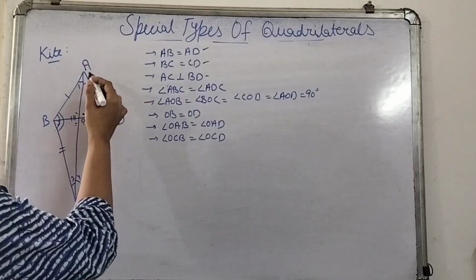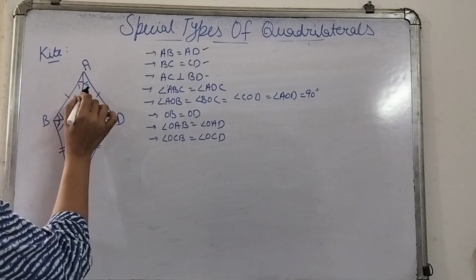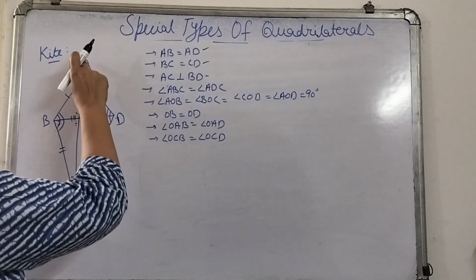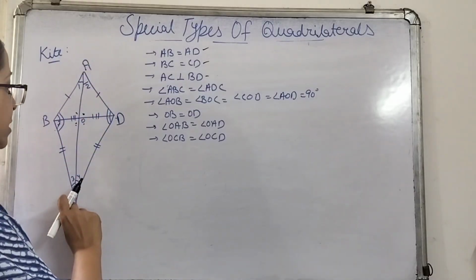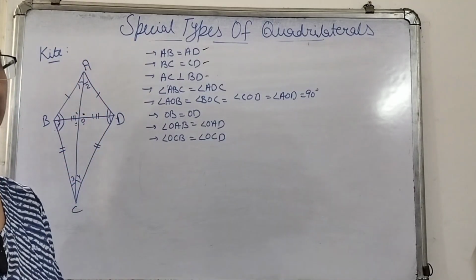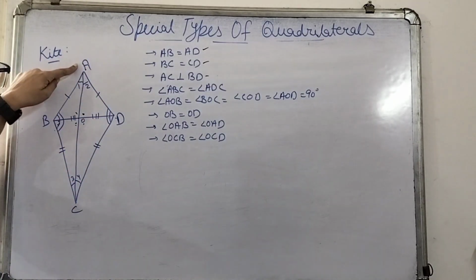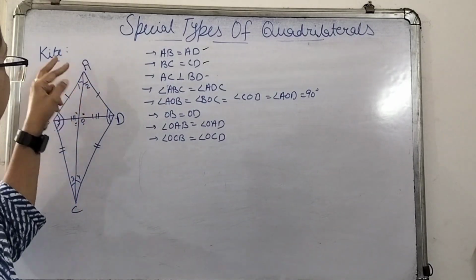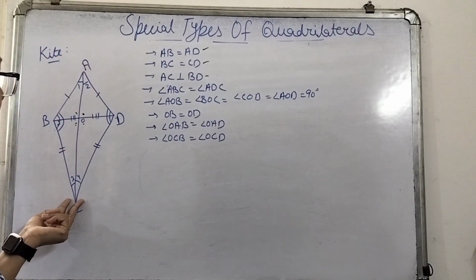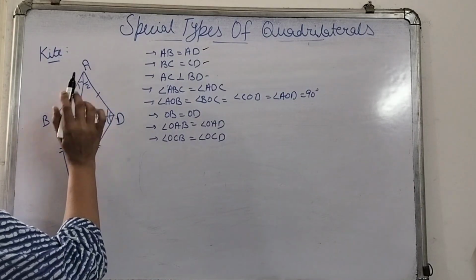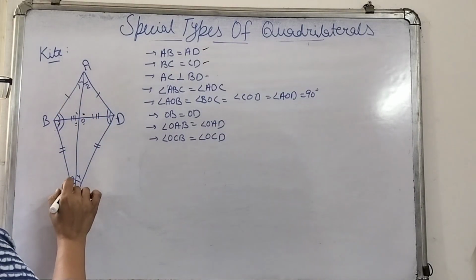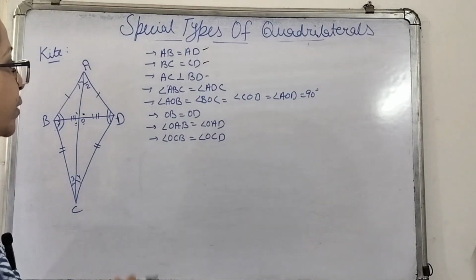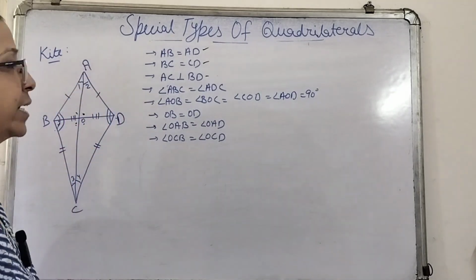Along with that, angle 1 will be equivalent to angle 2. That means the bigger diagonal is bisecting the angles also. At vertex A and at vertex C, this diagonal AC is bisecting angle A and angle C. That means angle 1 will be equivalent to angle 2 and angle 3 will be equivalent to angle 4. All these are the properties of a kite.